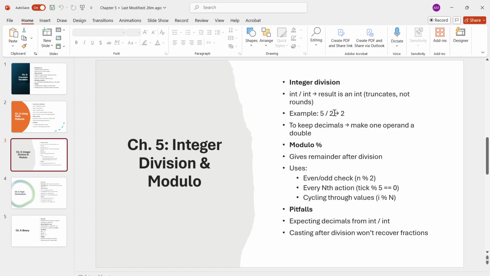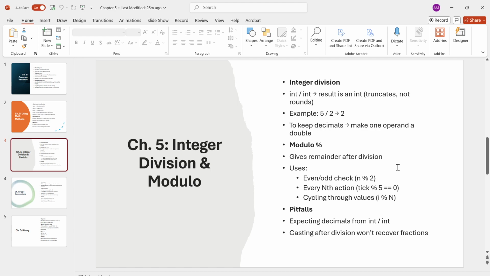This matters anytime you're calculating an average or speed or anything that should have decimals. If both operands are int, you'll lose the fractional part. And we have modulo. Modulo gives you the remainder after division. 7 modulo 3 is 1, because 7 is equal to 2 multiplied by 3 plus 1, so the remainder is 1.